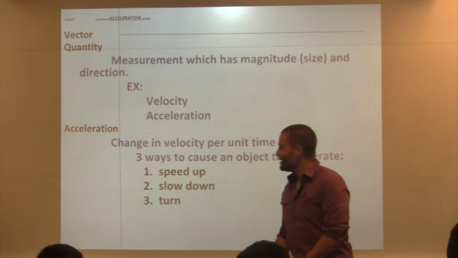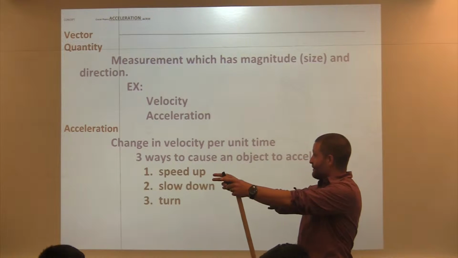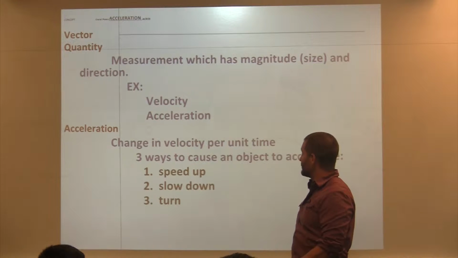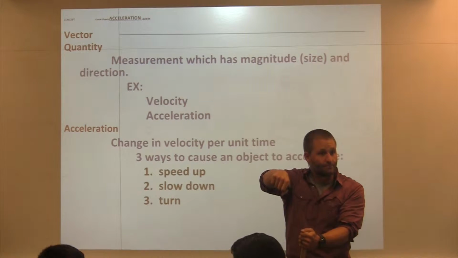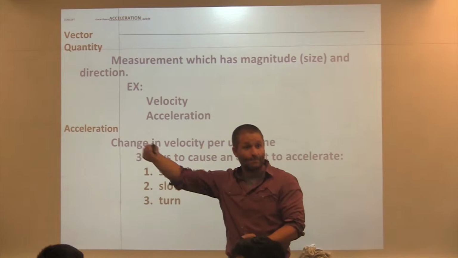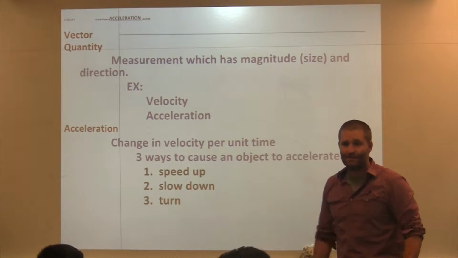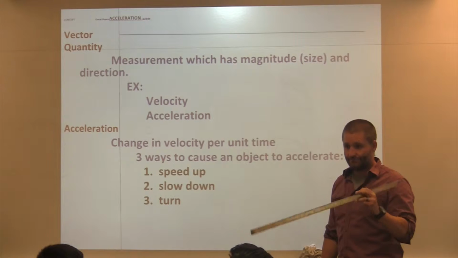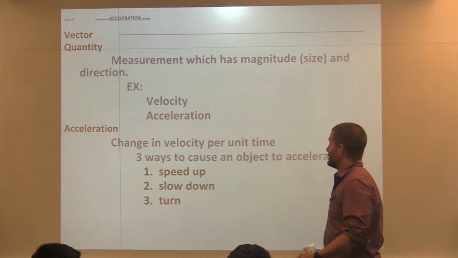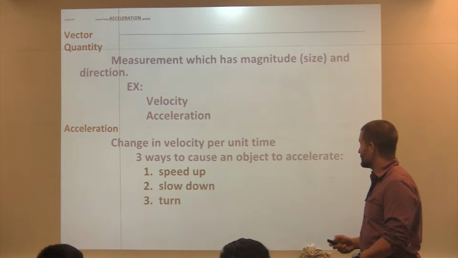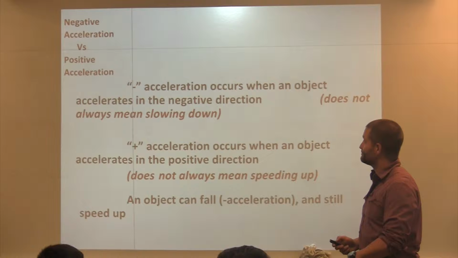Now, if I'm going 75 miles an hour, I'm going to change my velocity by turning, right? I'm still going the same speed, but now I'm going in a different direction. That's a change. Everybody okay with that? Good? All right. Can I go on to the next slide? This is all in your book.